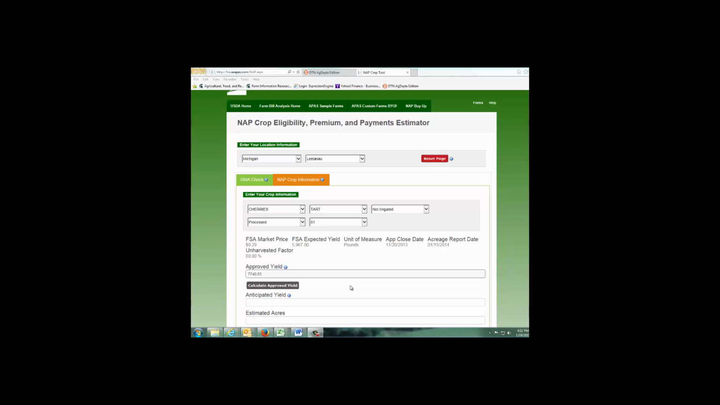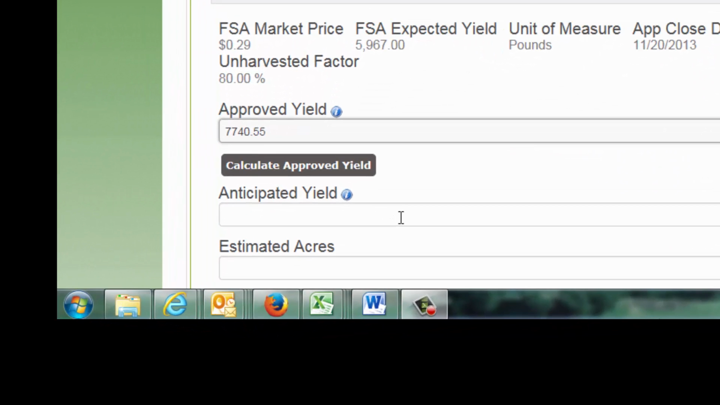So after you've calculated the approved yield, you need an anticipated yield. This is the yield you expect to get this next year. It's one you may use for budgeting, for example. In this case, the approved yield would probably not be a very good anticipated yield because of the real bad 2012 crop year. But if you don't have a good idea what your anticipated yield will be, use the last few years' straight average, but don't use 2012.